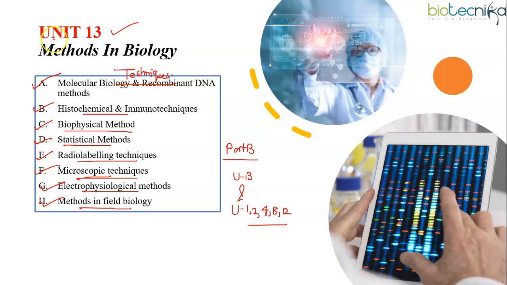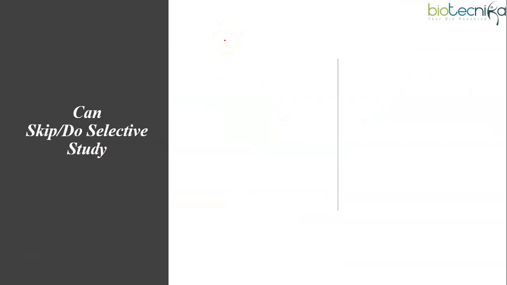It's not that you have to start with unit 13. Once you are done with the basics, that is unit 1, 2, 3 and 4, then you can start preparing for unit 13. Then lastly, we have unit 9 and 12. I have kept these units for last because you can skip these units or you can do selective study. So CSIR NET unit 9 is about diversity of life forms, which carries an average weightage of 20 marks in the exam.